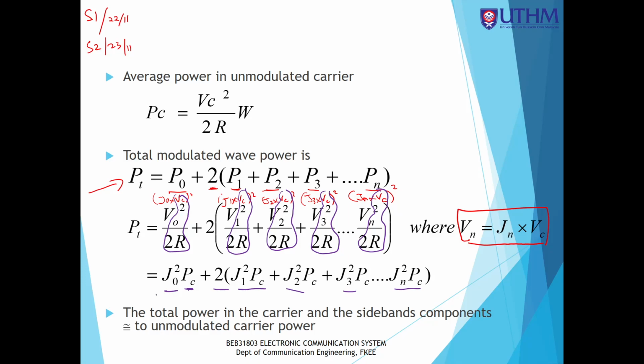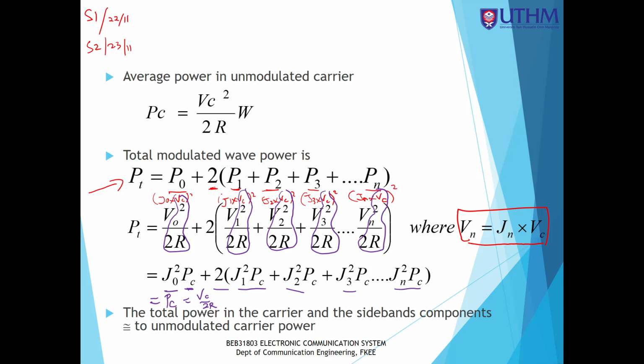And theoretically, these all will be equal to Pc, which is Vc square over 2R.